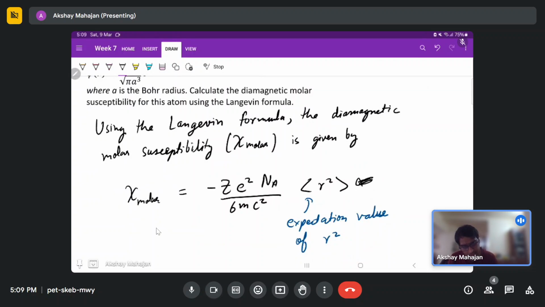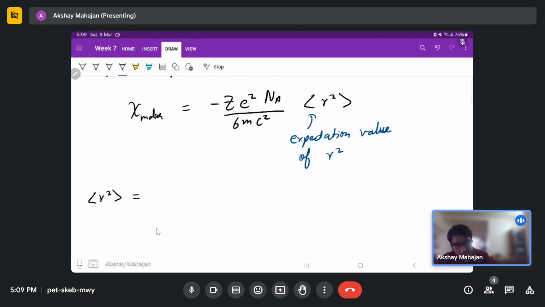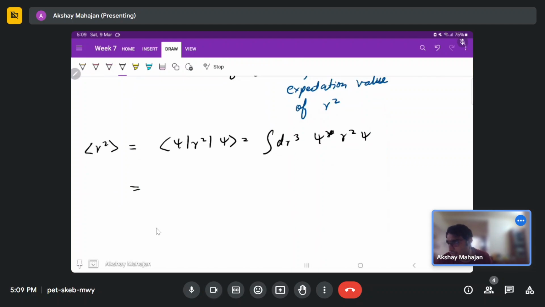This thing we need to find, and the wave function is given to you, so you can calculate it. The expectation value of r square is given by the integral of psi star r square psi over d cube r. Here d cube r can be written as 4 pi r square dr.